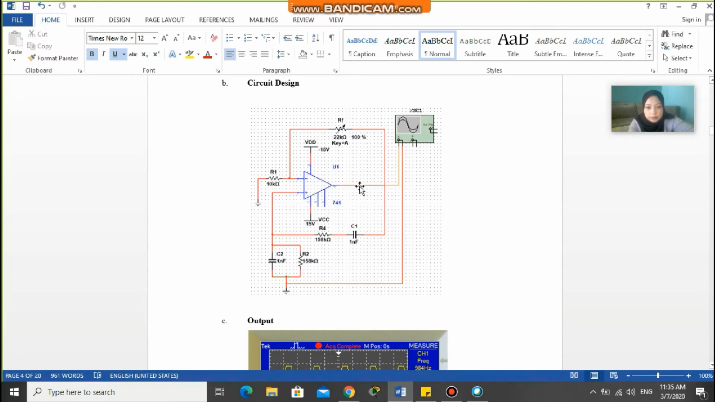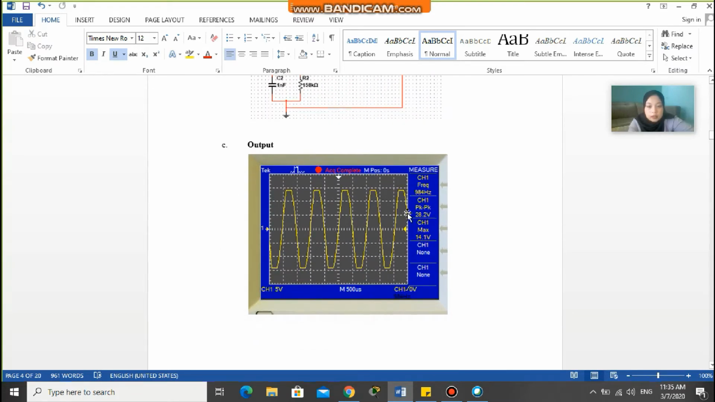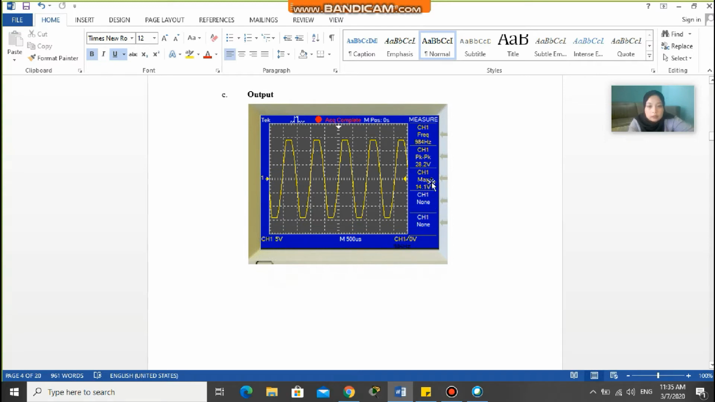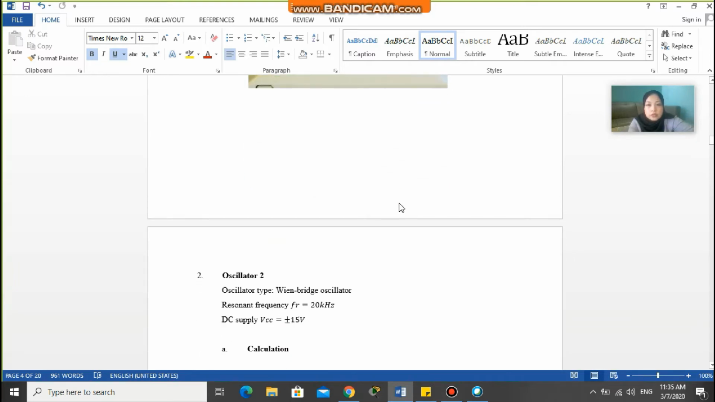Next, for the circuit design, we use a Wien bridge oscillator circuit. From the circuit, this one is our negative feedback loop, and the bottom one is the positive feedback loop. For the output, we get a frequency equal to 984 Hz, and the maximum voltage is 14.1 volt, and the peak to peak is 28.2 volt. Okay, thank you. That's all from me.